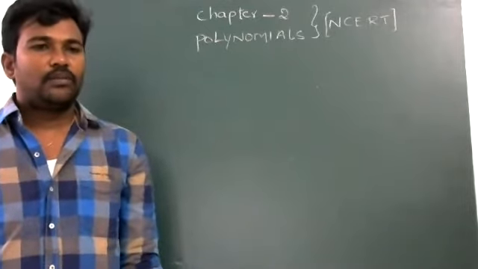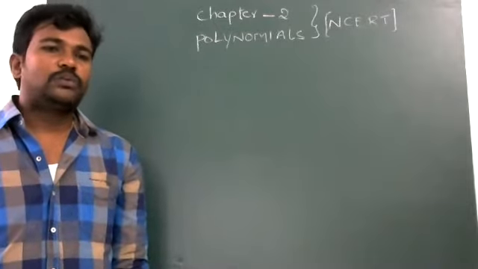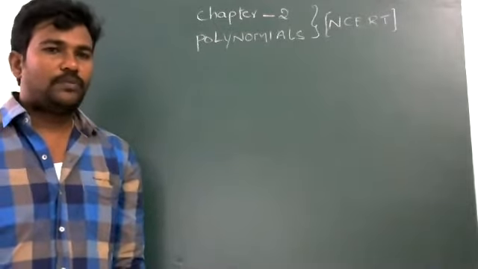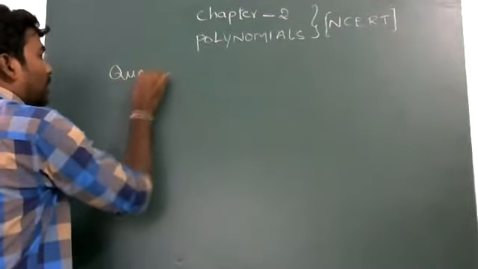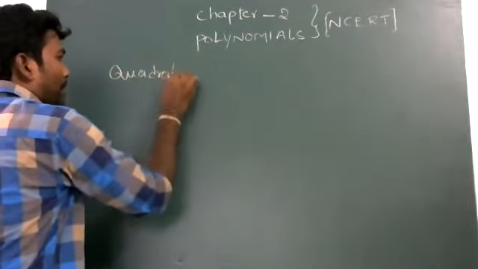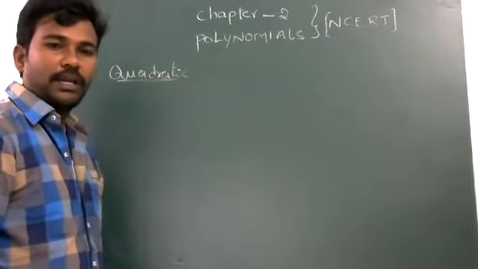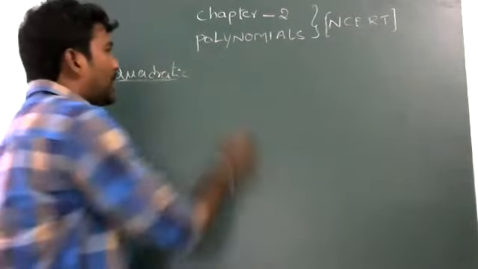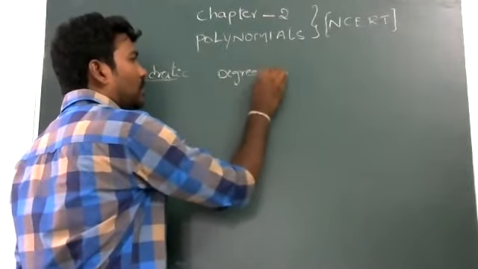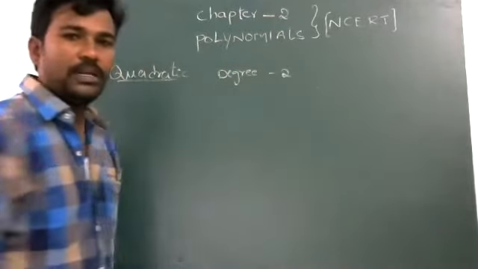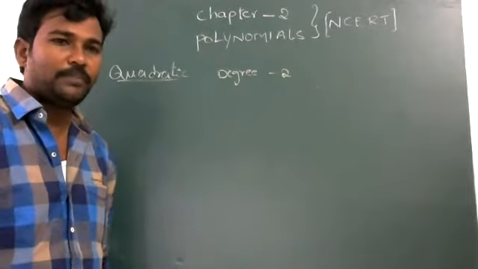After that we discussed how to find the roots of the quadratic polynomial. So first of all we are going to discuss quadratic polynomial. What is meant by quadratic polynomial? Quadratic polynomial means the degree of the polynomial is 2. Then those polynomials are called quadratic polynomials.